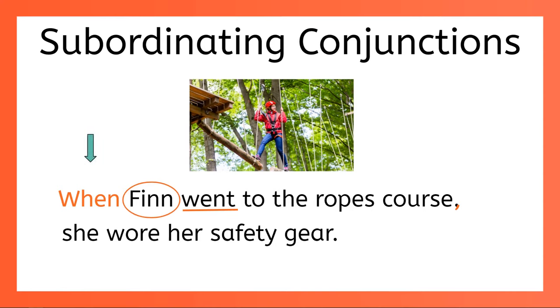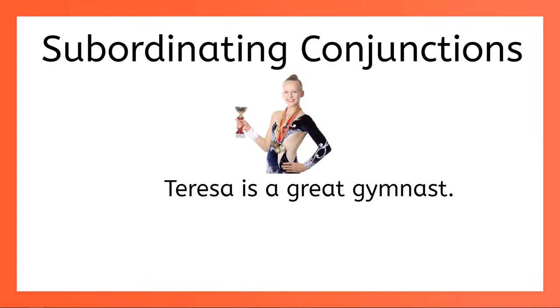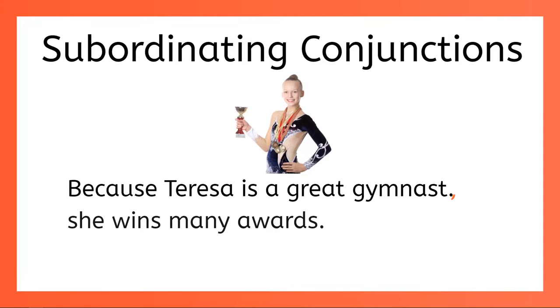The word when is a subordinating conjunction, and adding it to the beginning of our independent clause made the clause dependent. Let's look at another one. Teresa is a great gymnast. That's an independent clause. If we add the subordinating conjunction because, we turn it into a dependent clause. Because Teresa is a great gymnast can no longer stand alone as a sentence. It needs to be attached to an independent clause, like, because Teresa is a great gymnast, she wins many awards.